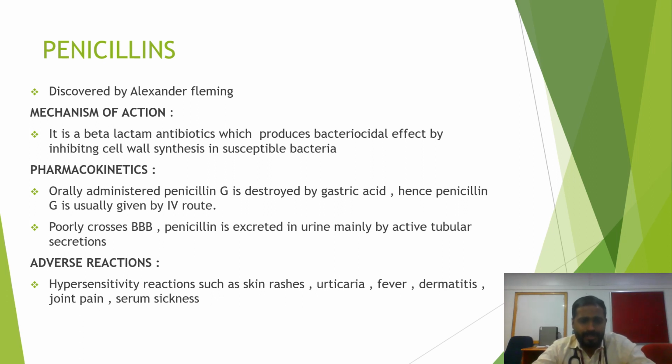It poorly crosses the blood-brain barrier. Penicillin is excreted in urine mainly by active tubular secretion. Coming to the adverse reactions, it causes hypersensitivity reactions such as skin rashes, urticaria, fever, dermatitis, joint pain, and serum sickness.